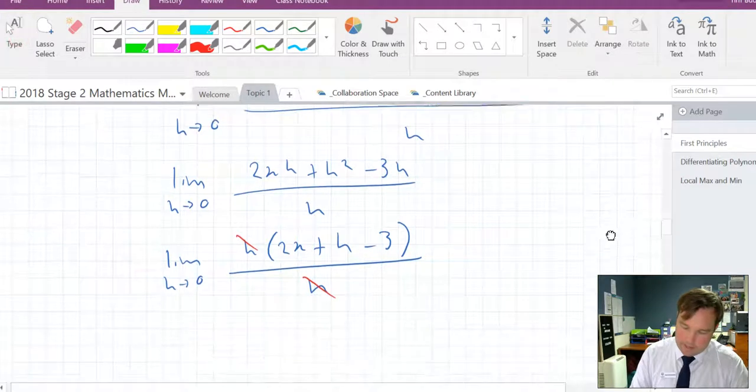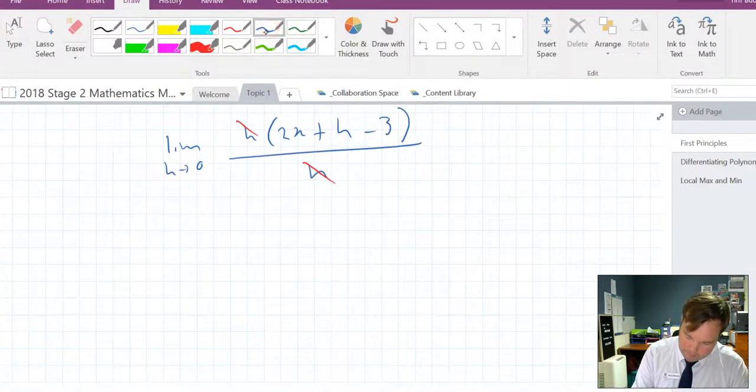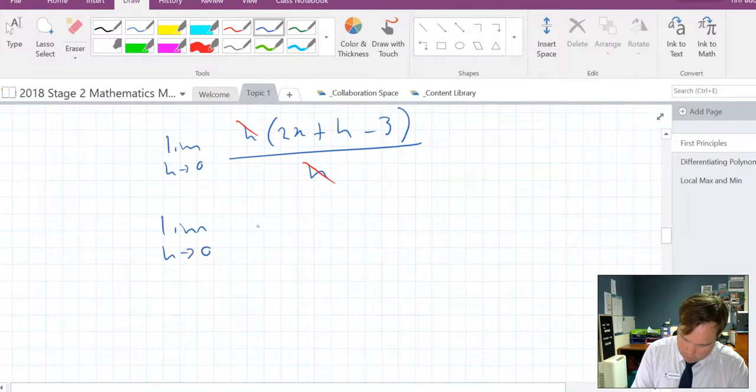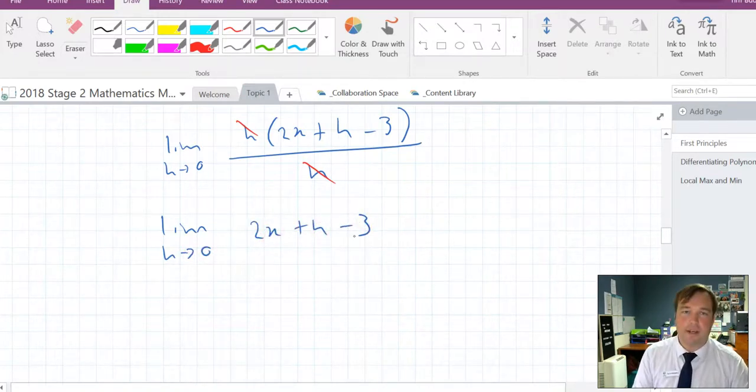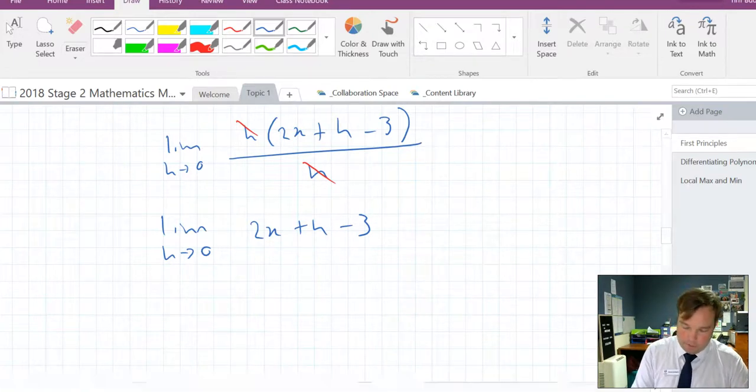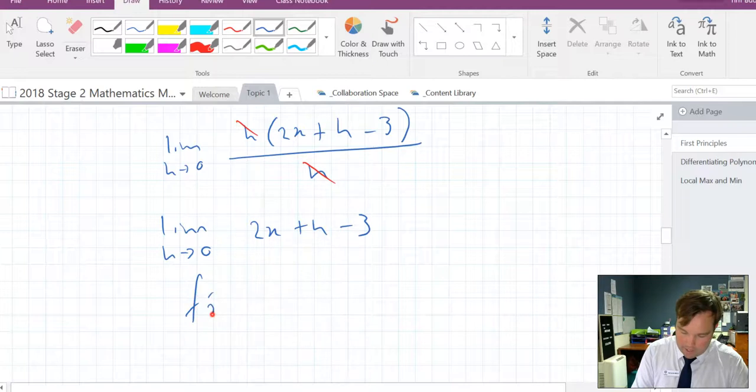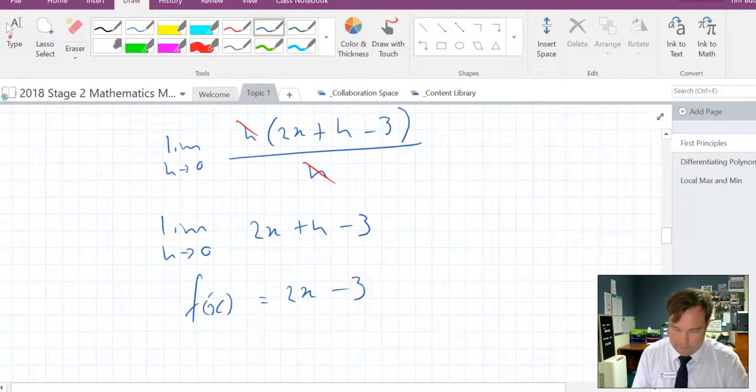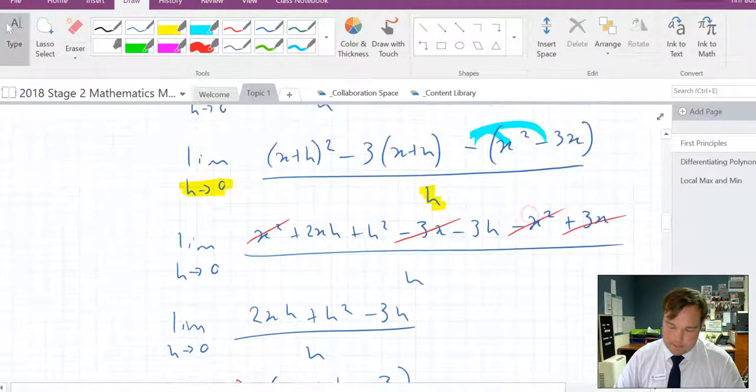And this means that we have the limit as h approaches 0 of 2x plus h take 3. Now here we're not dividing by 0, so we can let the h disappear, which means we can evaluate it as f dash x is equal to 2x take 3, which is exactly what we're after.